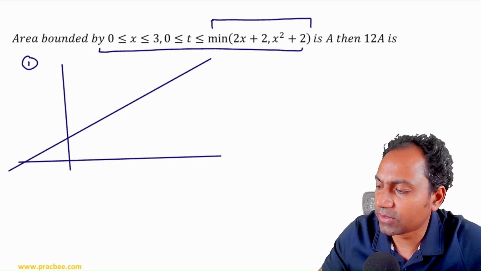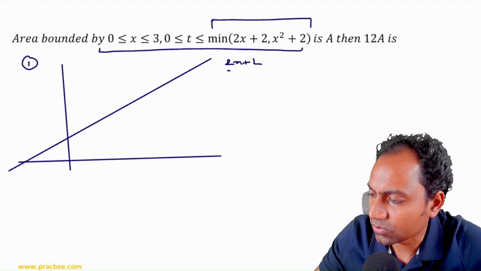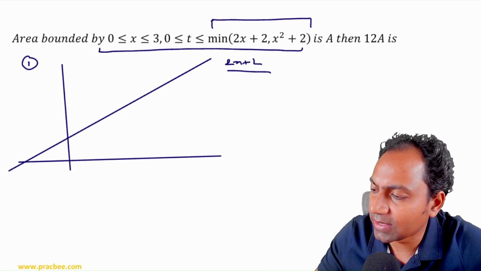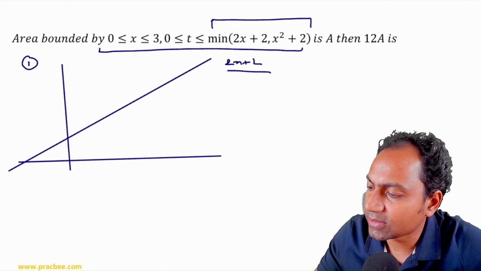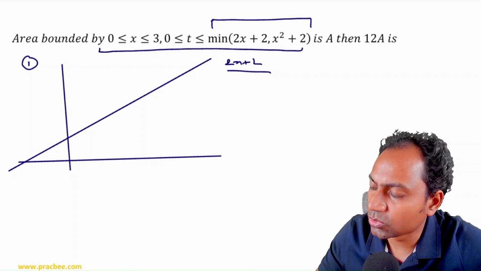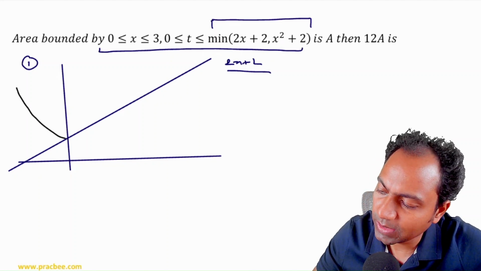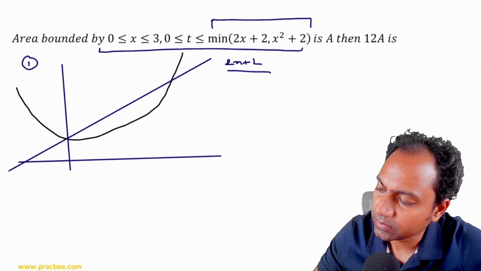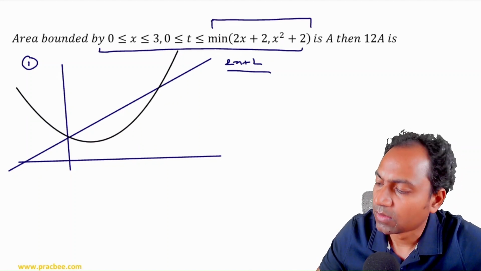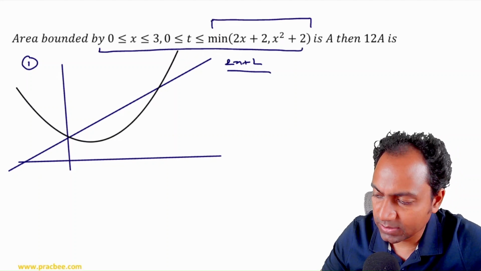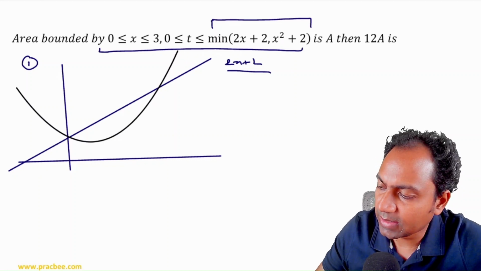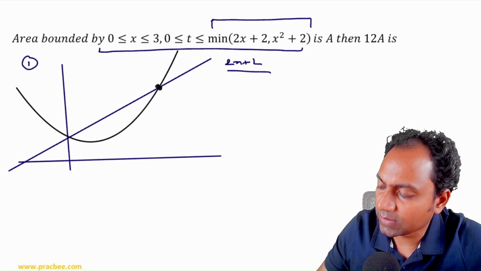So this is the first line, that is 2x plus 2. The second one is nothing but x square plus 2. So x square plus 2 would be like this. Now what we can observe from here is the point of intersection of both of these graphs. This we'll have to find.